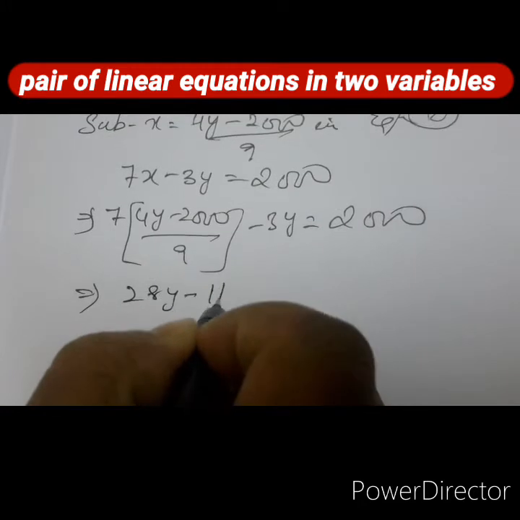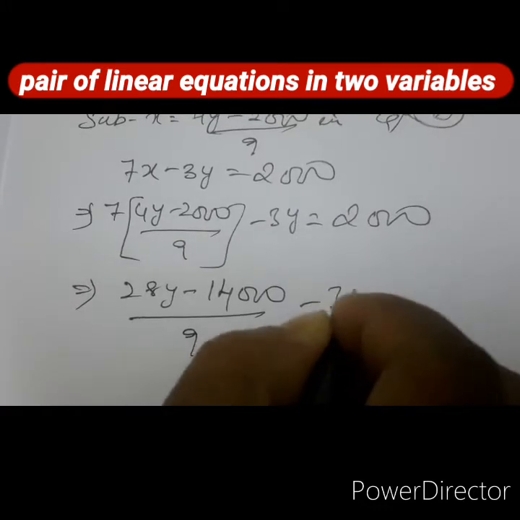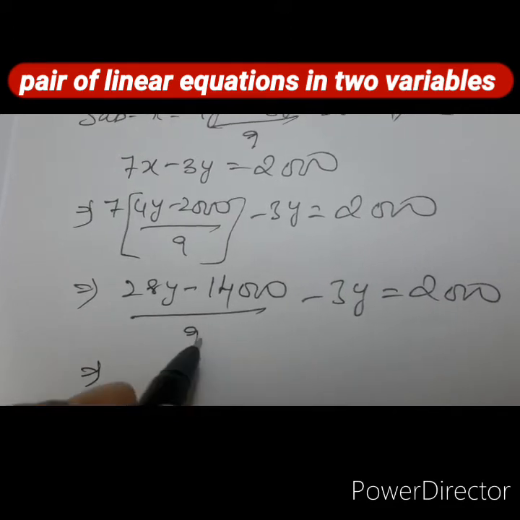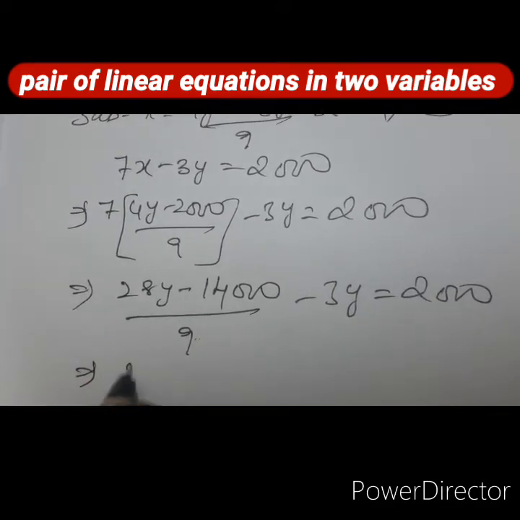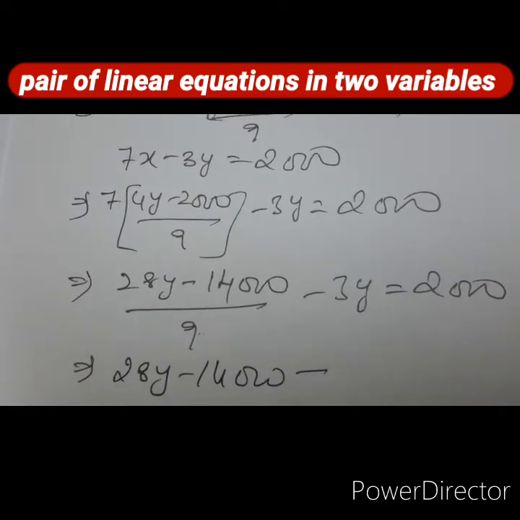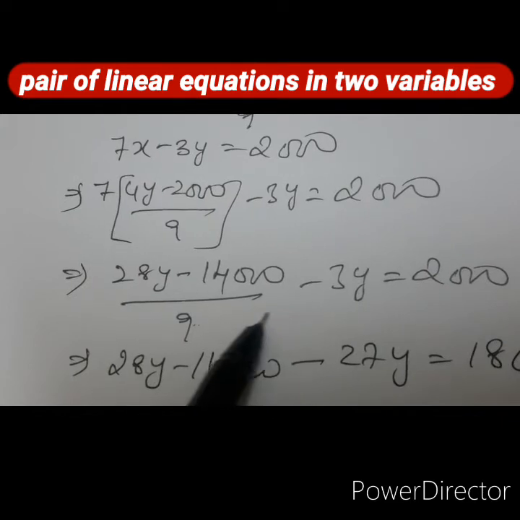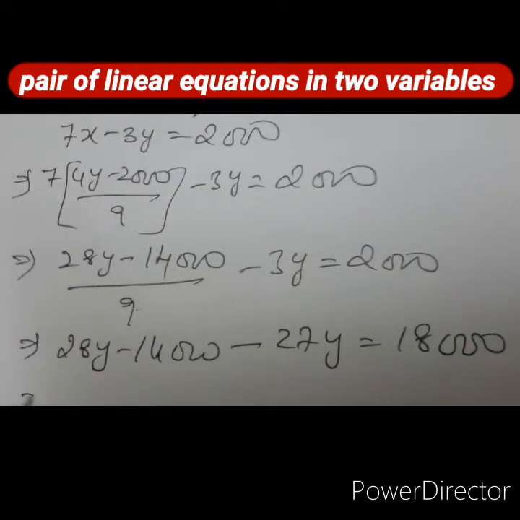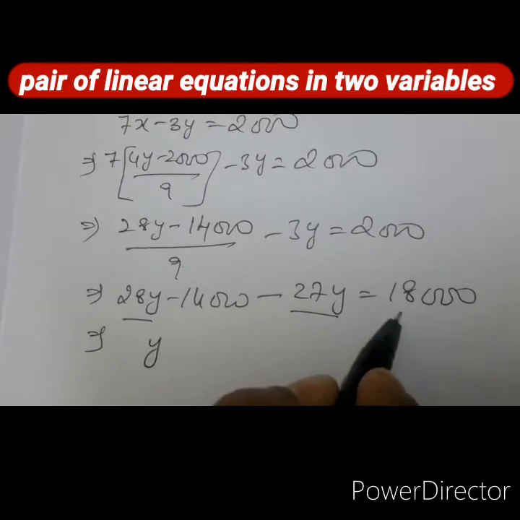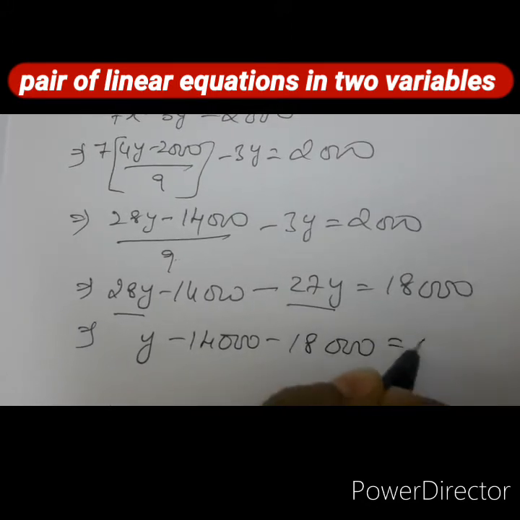28y minus 7 2s are 14000, divided by 9, minus 3y equals 2000. What about the 9 here? It's like an LCM, so this 9 should be multiplied throughout the equation. 28y minus 14000, minus 9 3s are 27y, equals 9 2s are 18000. I am multiplying throughout the equation by 9. Now where is y? 28 minus 27 becomes 1y. And minus 14000, and that side it is 18000. So please bring that 14000 to this side, and it becomes plus. Clear?